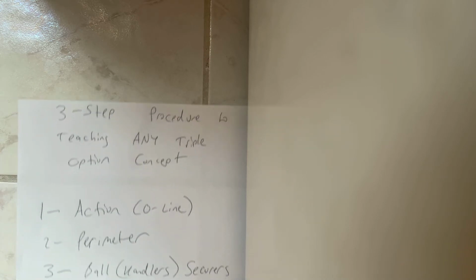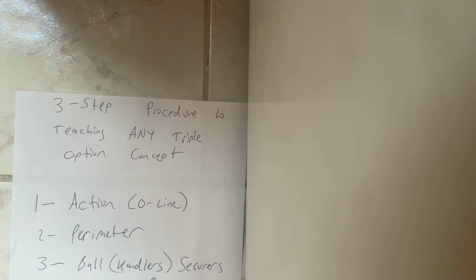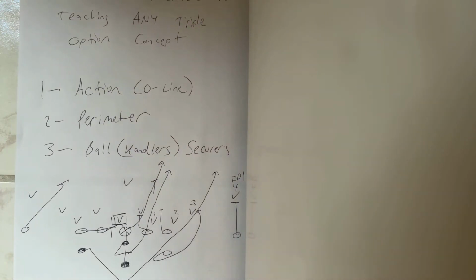And then number 3, the ball secures. The ball secures have to know where to go with a secured football. So there's a 3-step procedure to teaching any triple option concept. Now we're going to put this into action right now. Here's an example of midline triple option.